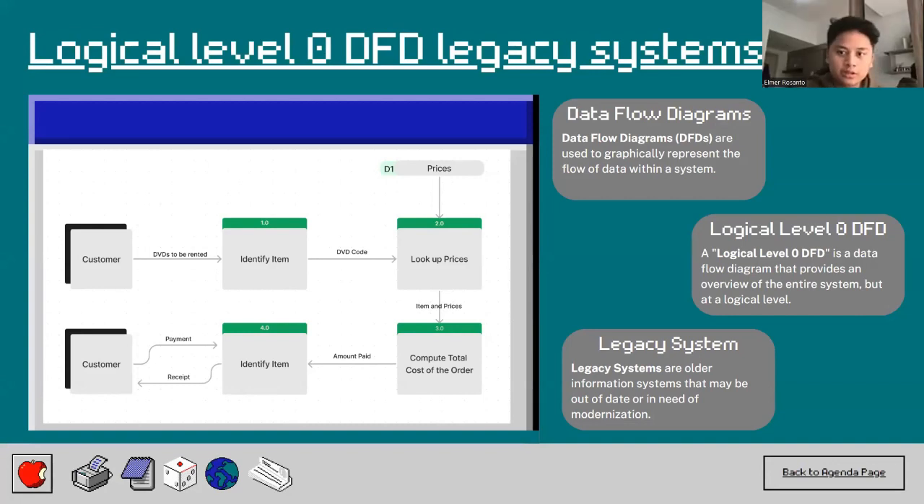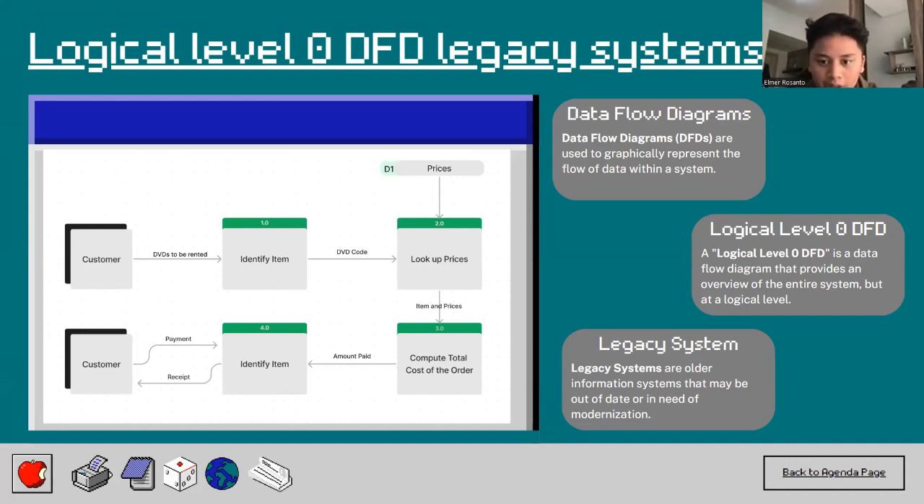And the next part is the logical level 0 DFD legacy system. Before I get to explaining the application of the logical level 0 DFD system to the DVD case, I'm going to give a brief explanation of the term logical level 0 DFD legacy system. I'm going to break the term down into three sections. The first one is the data flow diagram, also known as DFD, used to graphically represent the flow of data within a system. DFDs provide a way to visualize how data is processed and transferred within a system.